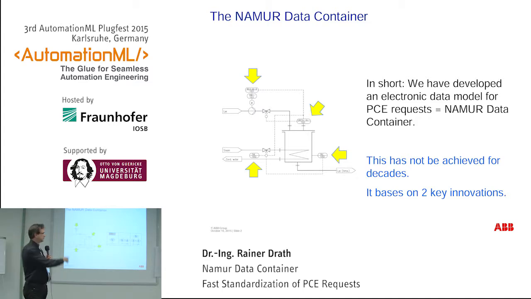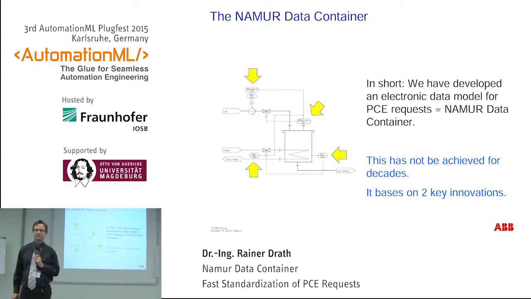We have different combinations and variants of these, and to make it short, we have developed an electronic data model for those PCE requests, and we call them Namur container. They are of interest for automation companies, and they are of interest for companies like BASF and others, because they always struggle with the communication with automation companies. So this has not been achieved for decades.